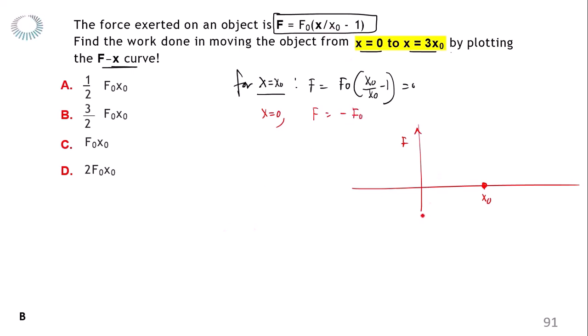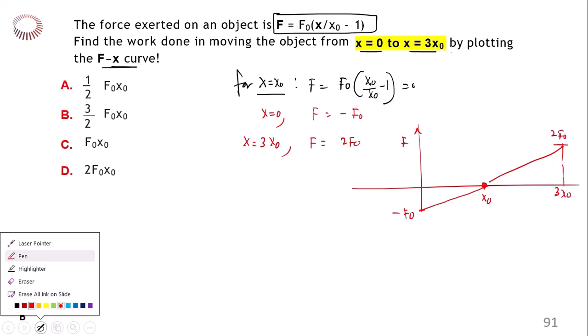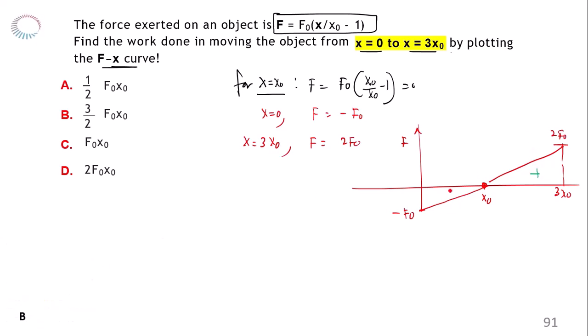So the graph will start from here, this is minus F naught. From here it goes linear, and I put 3x naught. For x equals 3x naught, I am getting the F value equal to 2F naught. So it goes up to this. So there is the 3x naught position and this value is 2F naught. So there are two areas. One area is positive, this area is positive, this area is negative.